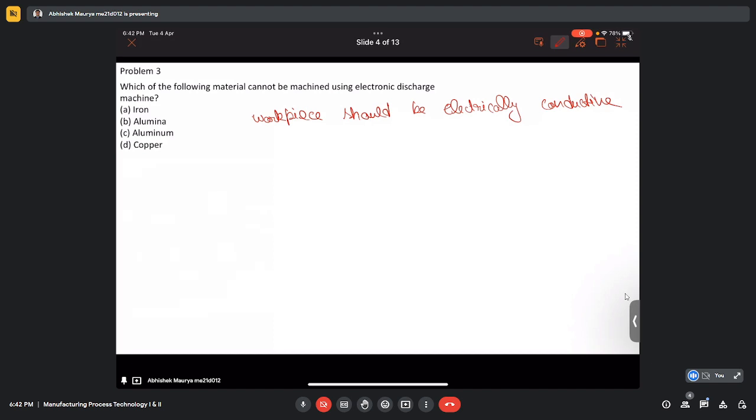So if you see here, iron is a metal, it is conductive. Alumina, it is a ceramic, it is non-conductive. Aluminum is conductive, copper is conductive. So the only material which we cannot machine by electro discharge machining is alumina. Similarly, glass, wood, those plastics, those things we cannot machine by electro discharge machining.